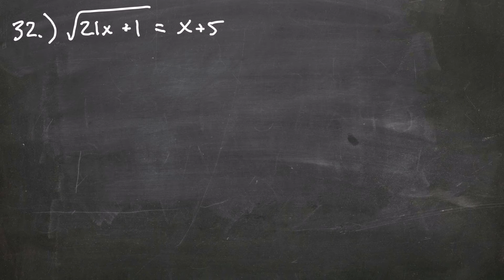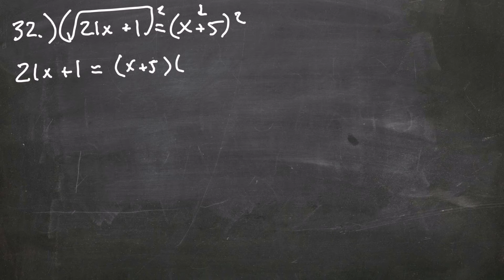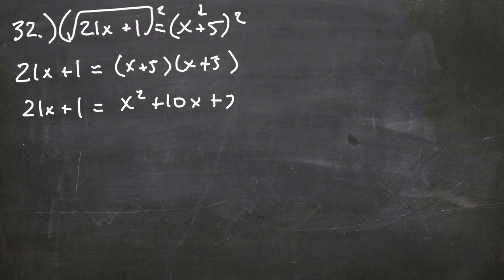All right, so the radical is isolated on the left. That's why I squared both sides to start. Now the left side's easy, 21x plus 1. But the right side, because of that plus sign, you have to FOIL. So if you don't FOIL, you're making a mistake. So I get 21x plus 1 equals x squared plus 10x plus 25. Now I'm going to set it equal to 0. I like to keep my x squared positive, so I'm going to move 21x over. I'm going to move 1 over. So minus 21x minus 1.